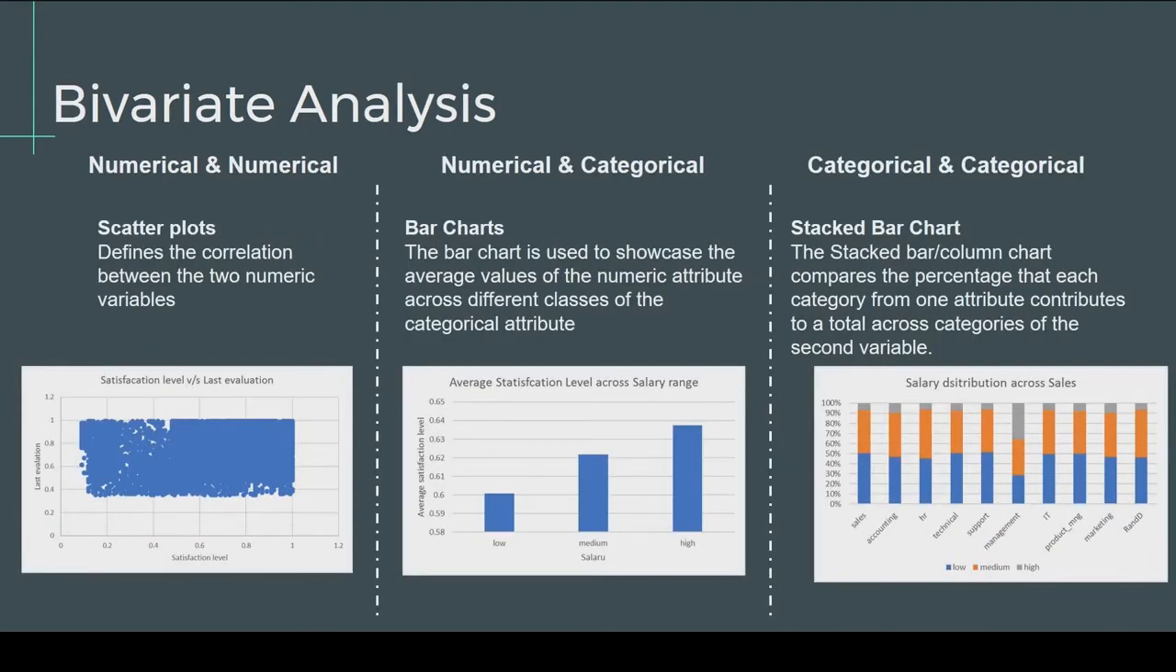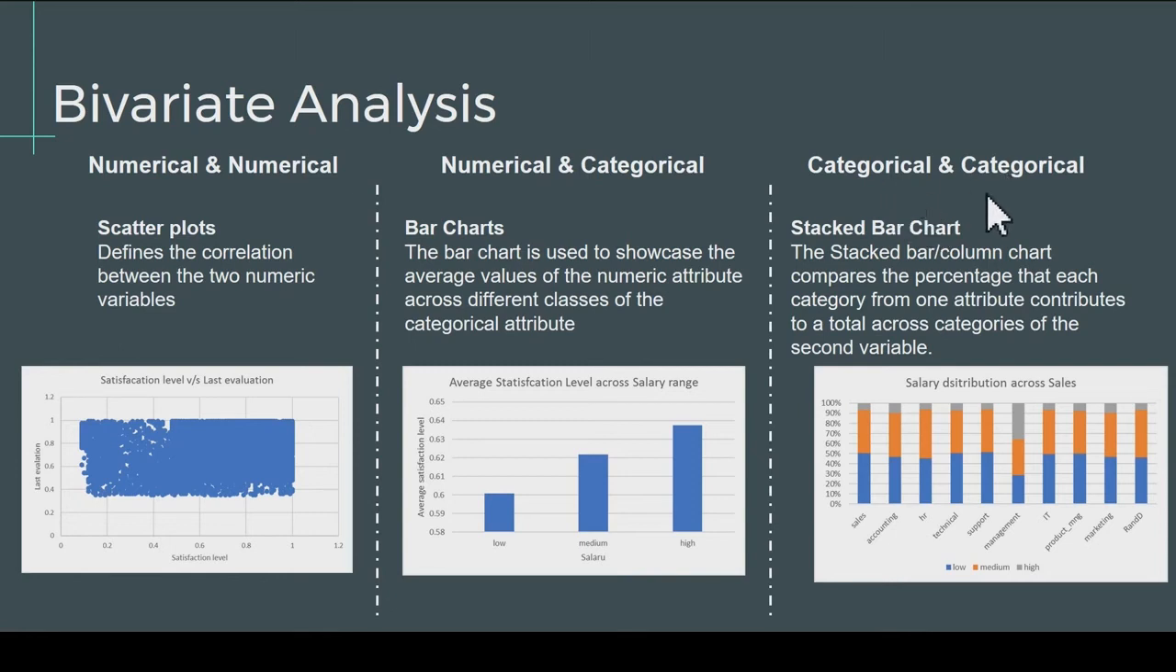Bivariate analysis is the study of relationship between two variables. Now, as the name would suggest, bivariate clearly indicates we are including two variables in our analysis. And this might introduce you to three different scenarios. You might have a scenario where you're trying to understand the relationship between two numeric attributes. Another scenario where we would have one numeric and the other categorical variable. Or the last scenario where both of them could be categorical.